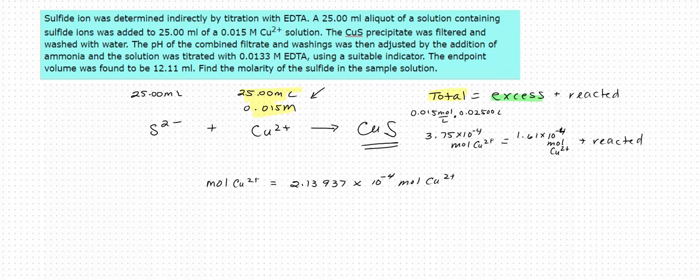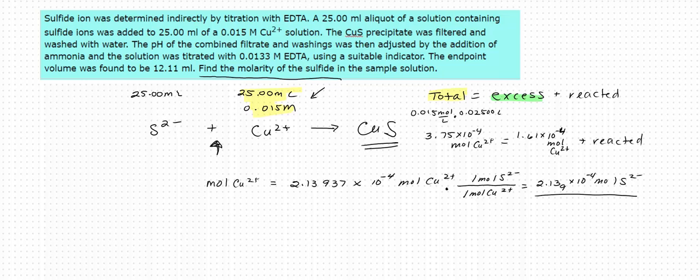But that doesn't answer the question. The question is specifically, find the molarity of the sulfide in the sample solution. So we take our moles of copper and we look at our balanced chemical equation here. We have 1 mole of copper 2 reacts with 1 mole of sulfide ion. So we can get our moles of sulfide ion, which happens to be the same value, 2.139 times 10 to the negative 4.